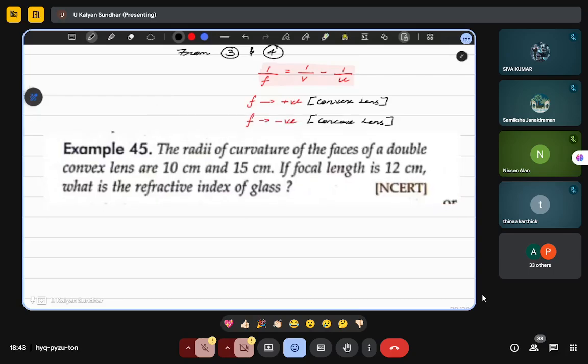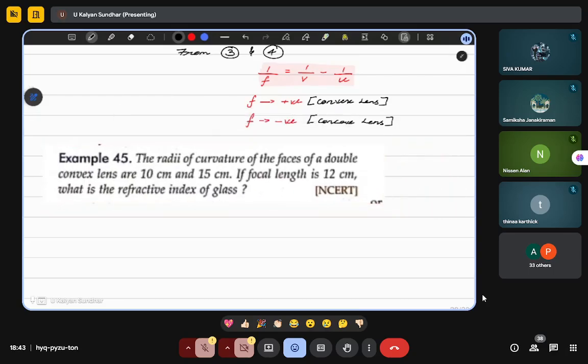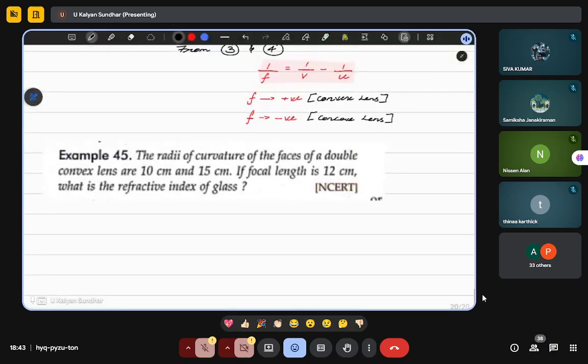This is the question for you. The radius of curvature of the faces of a double convex lens is 10 centimeter and 15 centimeter. Now, these are R1, R2. If the focal length is 12 centimeter, what is the refractive index of the glass?